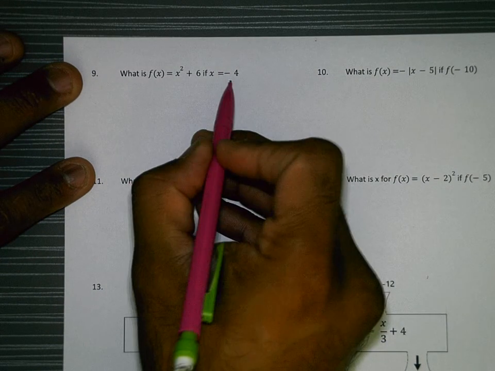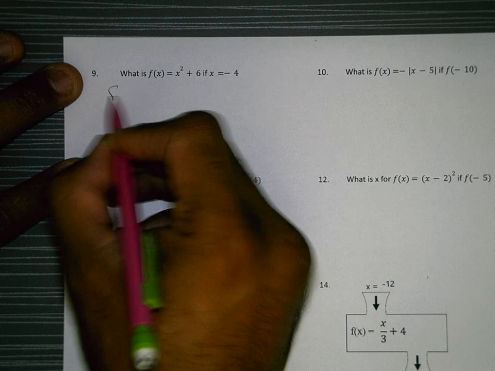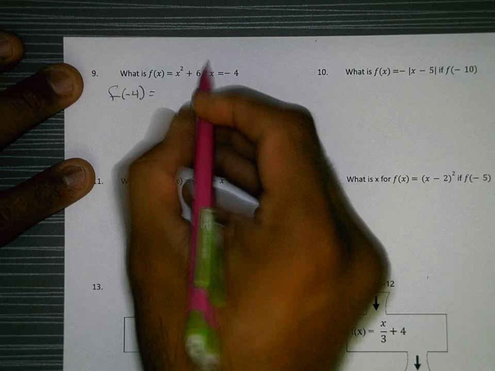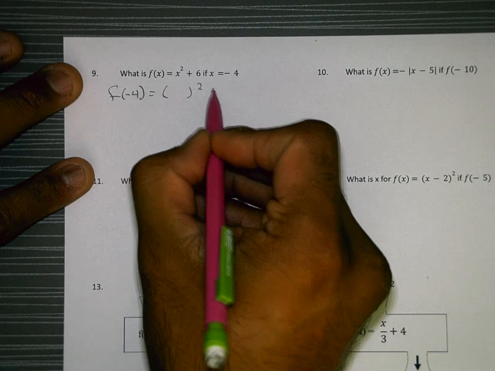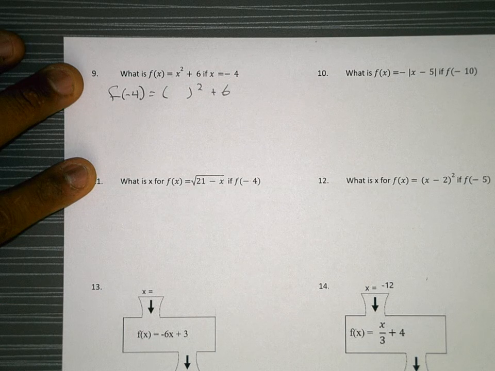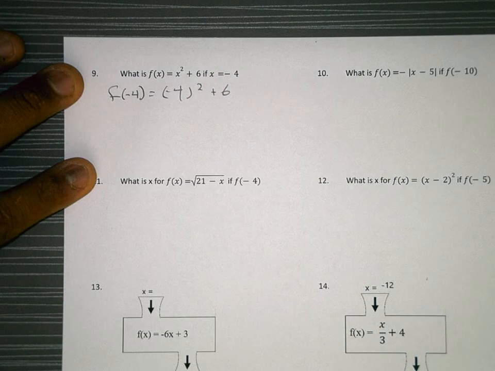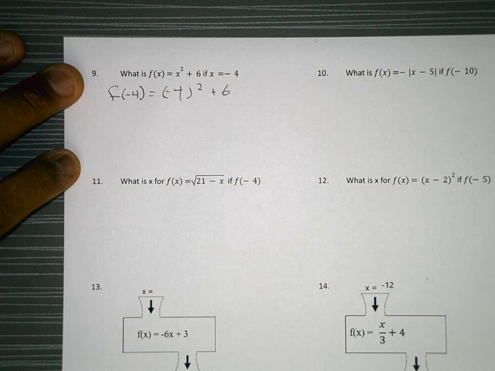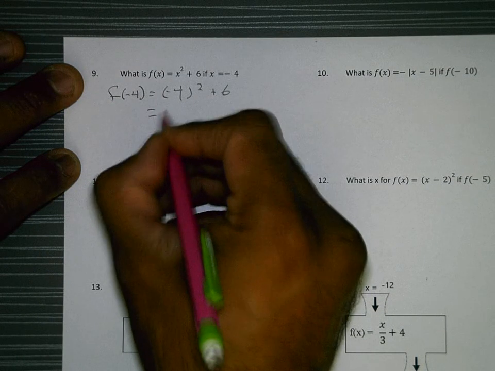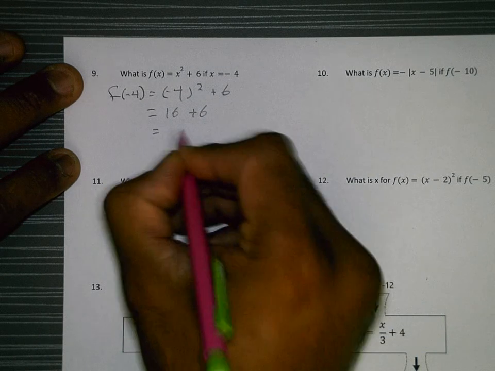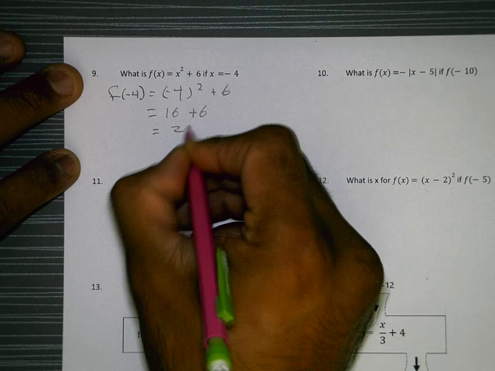Okay, so here x equals negative 4. So we're going to do f of negative 4. Now be careful with those. I like to put the parentheses in first, right? It's always good with those, especially with those negatives. So now I'm going to put in a negative 4. And if I do that, I get a positive 16 plus 6 equals 22.